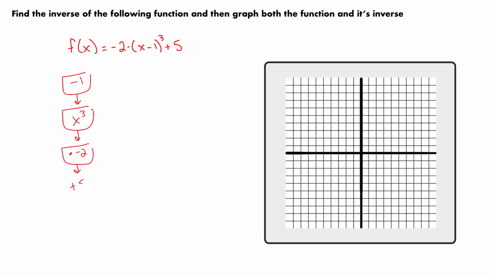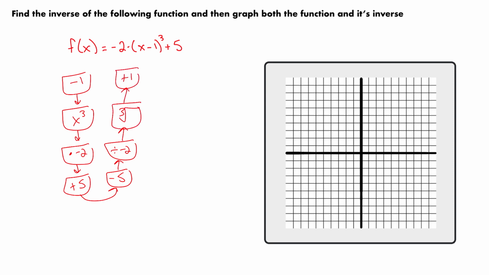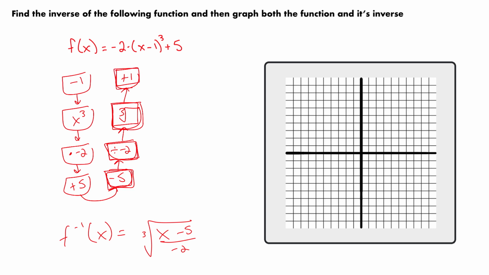Then we add 5, which means to find the inverse, I'm going to do the inverse operations in the inverse order. Subtract 5, divide by negative 2, cube root, and then add 1. Therefore, f inverse is going to start with an x that I'm going to first subtract 5 from, then we're going to divide by negative 2. Then we're going to take all of that and cube root it. And then we're going to take all of that and add 1. This is my inverse function.